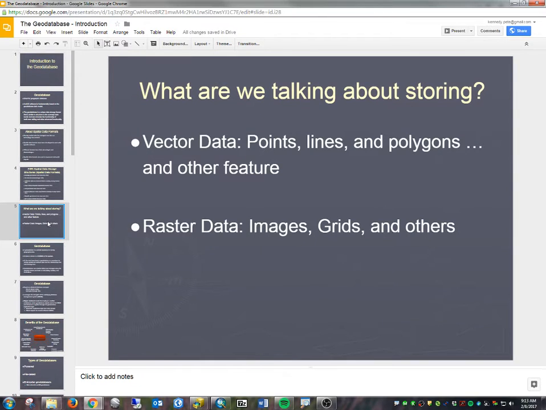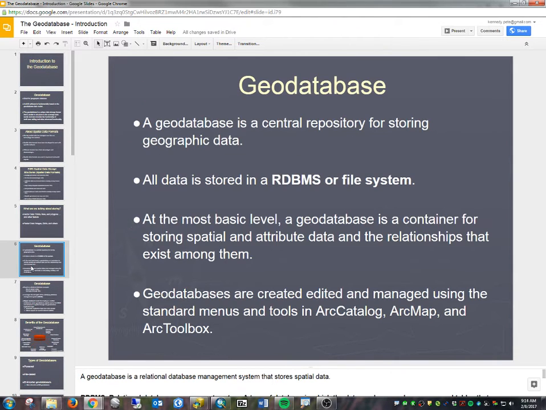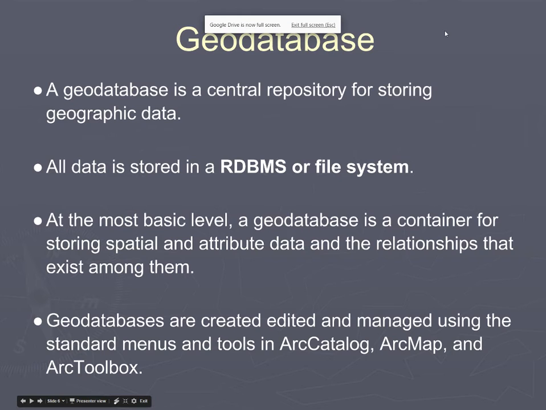So we're talking about storing vector and raster data. That's a big advantage to the Geodatabase, that it allows you to store raster and vector data natively inside of your one central repository, your Geodatabase. So that's a big thing people say about the Geodatabase. They say a big advantage is that it's one central repository for all of your GIS data.